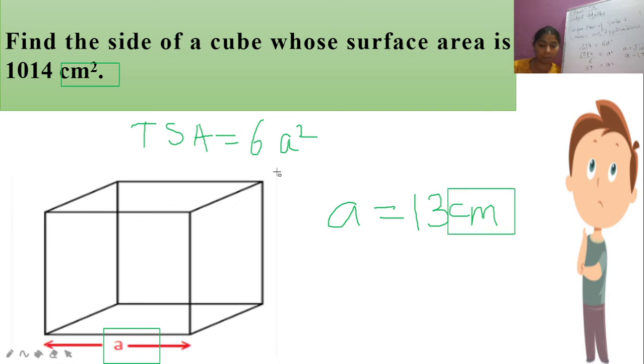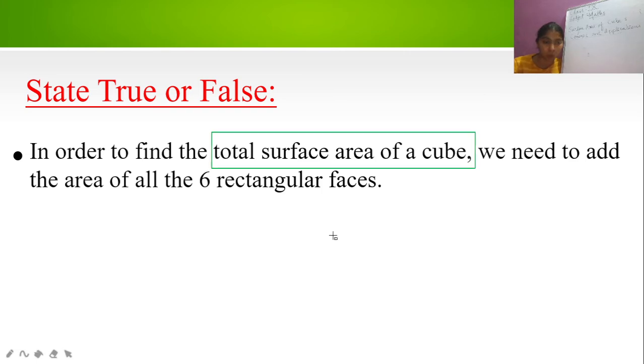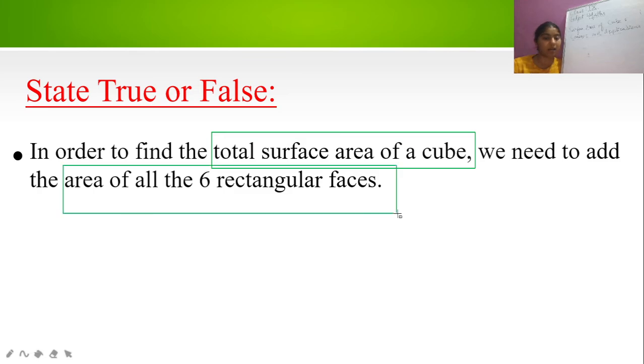Okay, now students, one question in front of your screen. State true or false. Yes, you have to tell me. In order to find the total surface area of a cube, we need to add the area of all 6 rectangular faces. The statement is in front of your screen. Is it correct or false? Make sure you read all the statements properly whenever you give any answer, then you will give the correct answer.